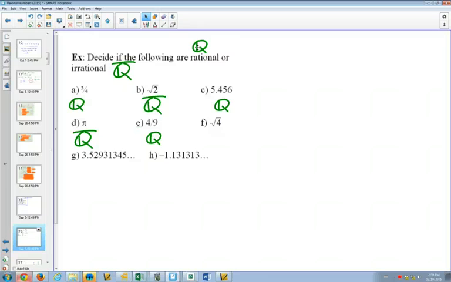And square root of 4. Well, square root of 4 is equal to 2. And because it's equal to 2, it is rational. This one, we look, it doesn't repeat itself. This one will be irrational because it keeps on going. The dot, dot, dot at the end means that it keeps on going. This one, do you see that there's a pattern that's repeating itself? It's 1, 3, 1, 3, 1, 3, 1, 3. So it is rational.